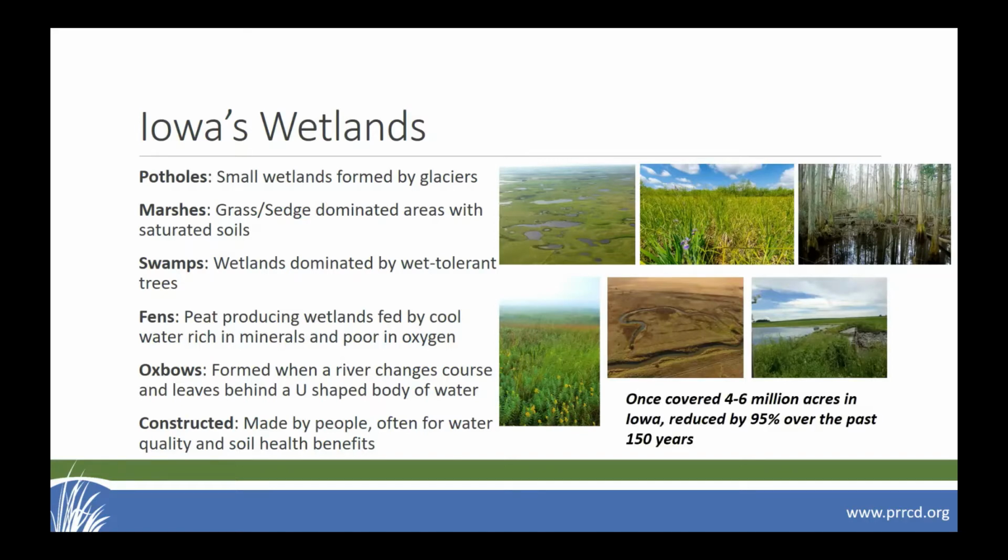But one of the takeaways that I'd like to put across with Iowa's wetlands: these once covered 4 to 6 million acres of Iowa's landscape in the past, but over the past 150 years, wetlands have been reduced by around 95%. So restoring them wherever we can is extremely important.